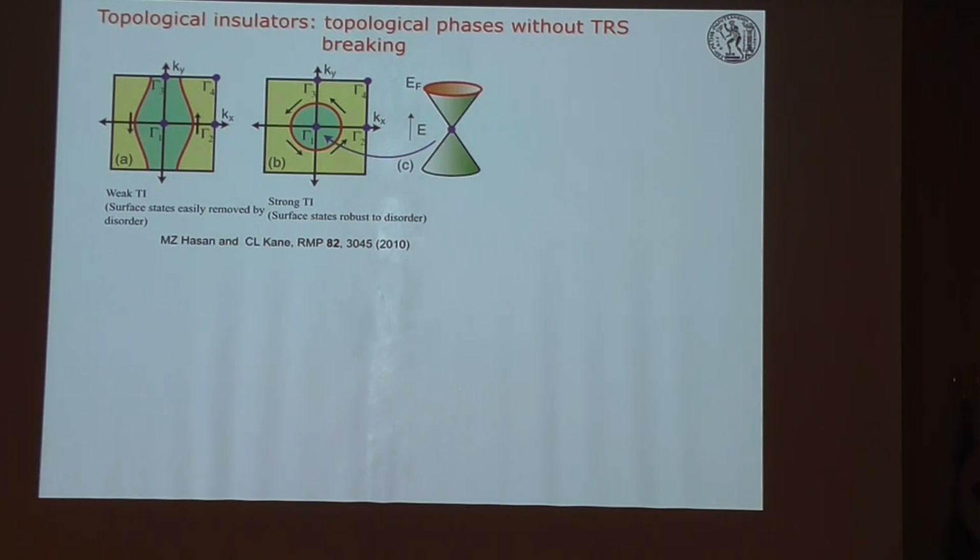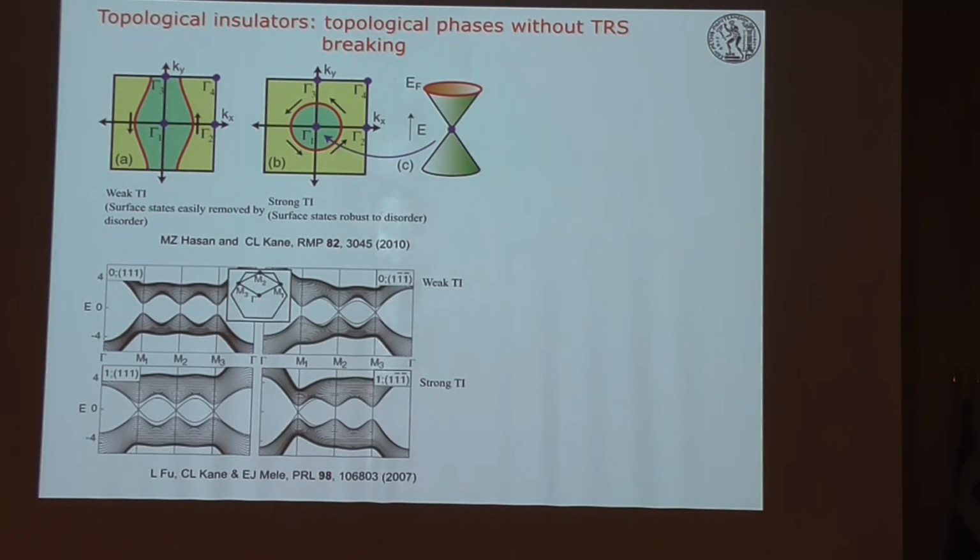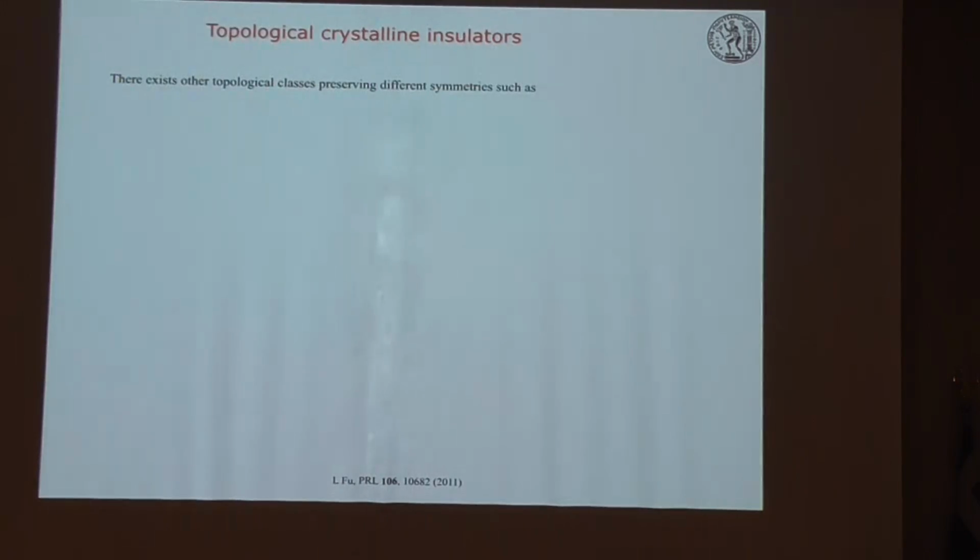And this is the typical iso-energy contours for a weak and a strong topological insulator. As a rule of thumb, when you have an even number of Dirac-like points for the surface states, you have a weak topological insulator; when you have an odd number of degeneracy points, you have a strong topological insulator. This is a typical band structure for a typical Hamiltonian for such a system.